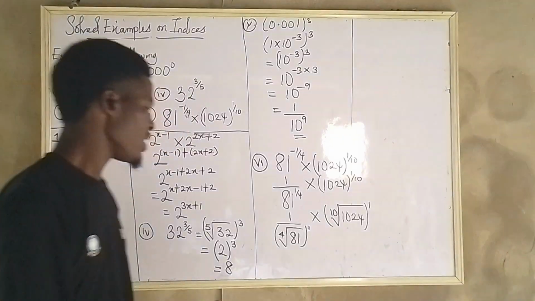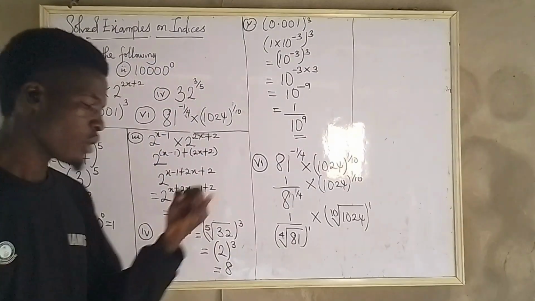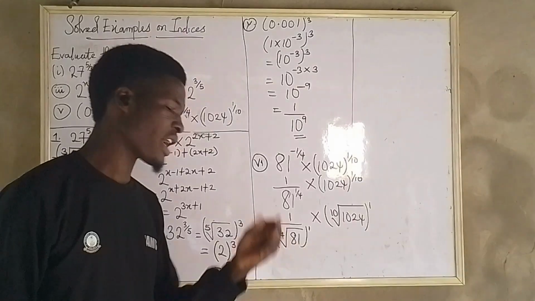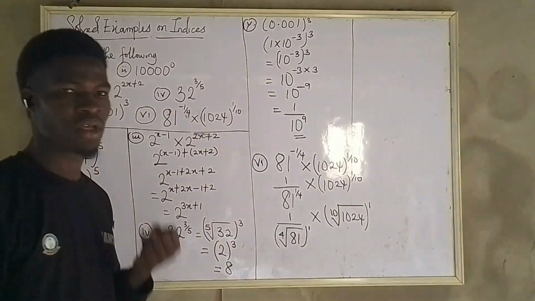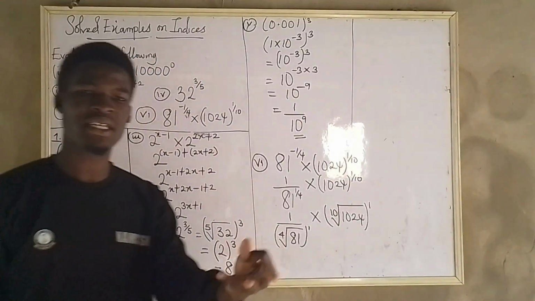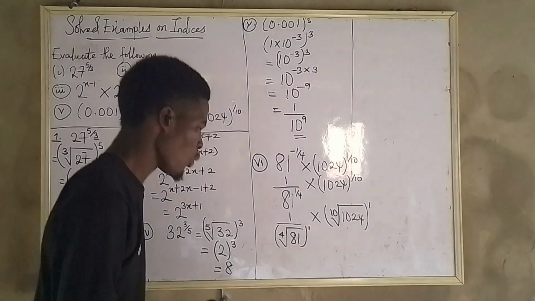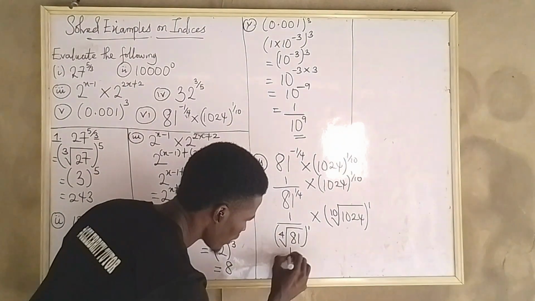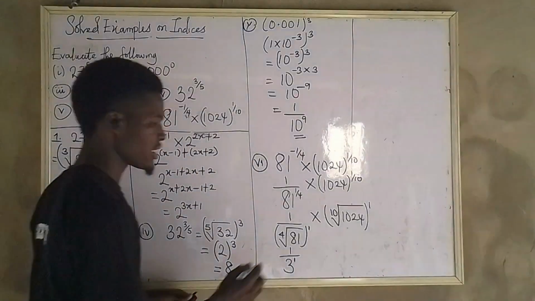For this one, let's start from 2. 2 times 2, 4. 4 times 2, 8. 8 times 2, 16. I didn't get 81. Let's go to the next number. 3. 3 times 3, 9. 9 times 3, 27. 27 times 3, 81. So that means that we have 1 over 3 raised to power 1. Are you seeing that now?